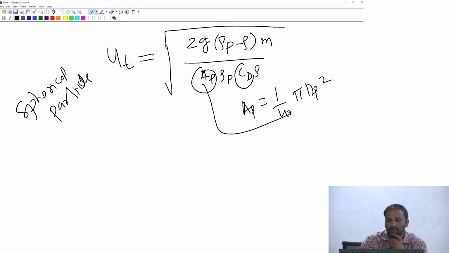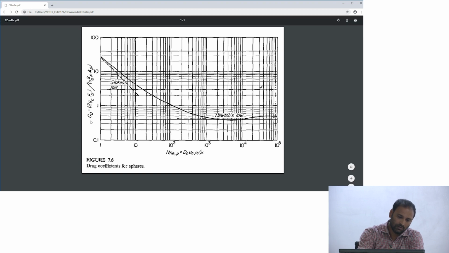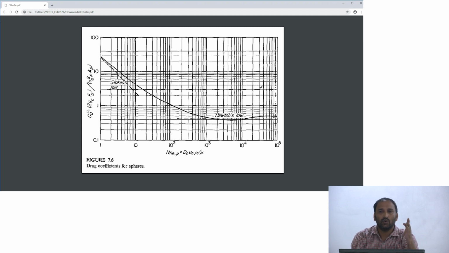And what about CD? People have done a lot of experiments and tabulated the measurements of CD, which is the drag coefficient, as a function of Reynolds number. This is the CD that we've been talking about. That's your CD on the y-axis, and your x-axis is the Reynolds number. If you look at this plot, there are two limiting cases. At low Reynolds number, there's basically a line with a constant slope. This is what we exploited in some of the previous examples, where we wrote CD to be 24 by Reynolds number.